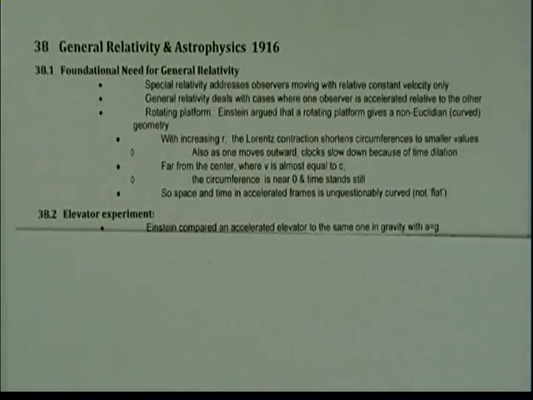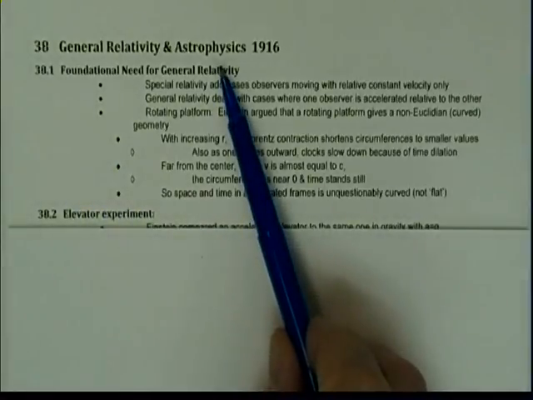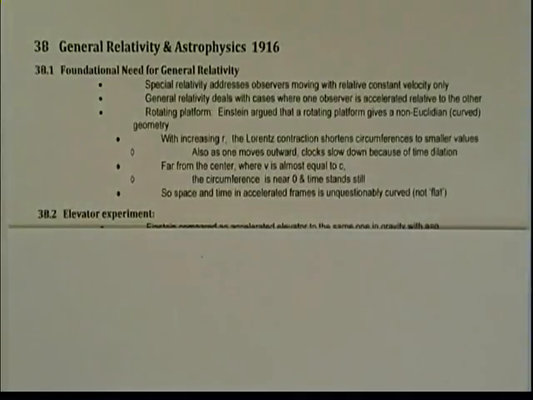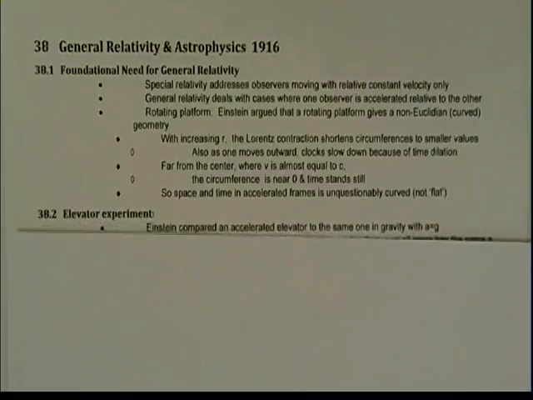We want to address section 38.2 that's in our chapter on general relativity and astrophysics. This is called the elevator experiment. It is a classic type of what is called a Gedanken experiment, or thought experiment. It means you don't actually go out and do the experiment, but you pretend that something is occurring and then look at what that would imply.